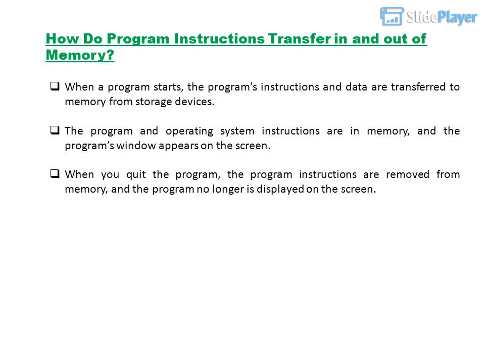How do program instructions transfer in and out of memory? When a program starts, the program's instructions and data are transferred to memory from storage devices. The program and operating system instructions are in memory, and the program's window appears on the screen. When you quit the program, instructions are removed from memory, and the program no longer is displayed on the screen.